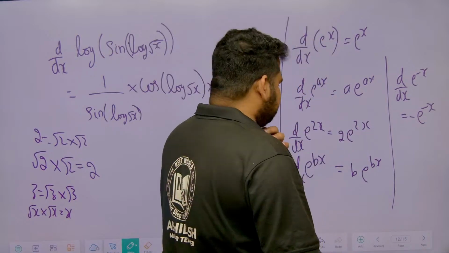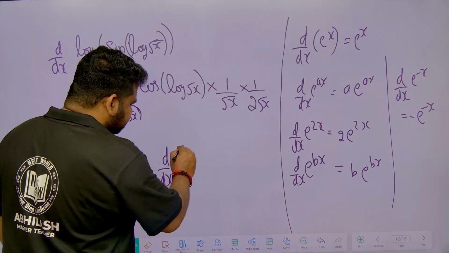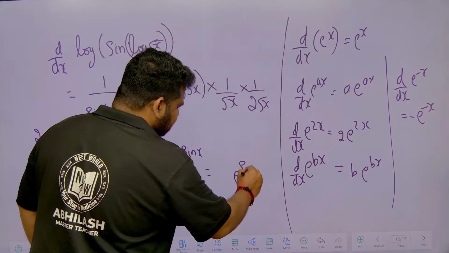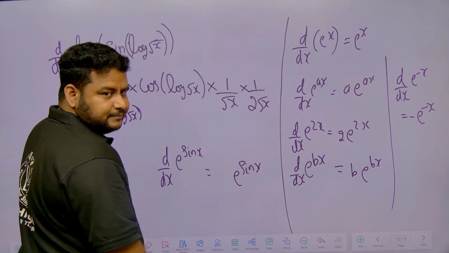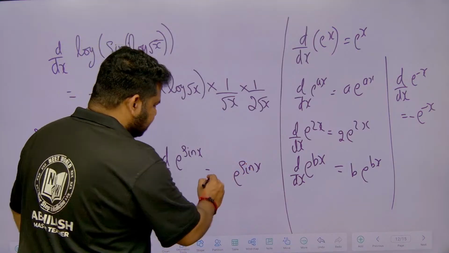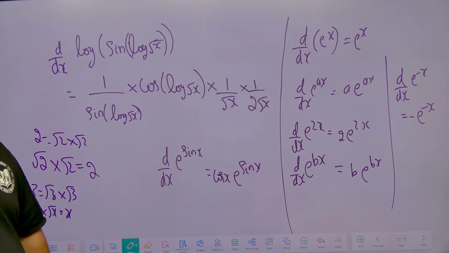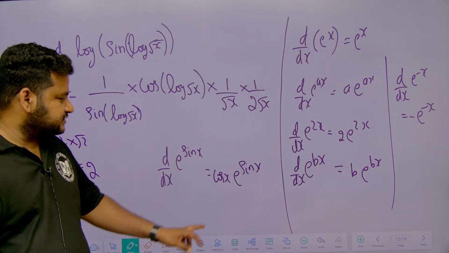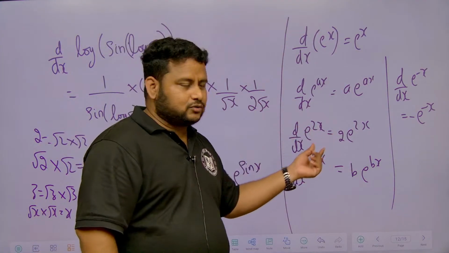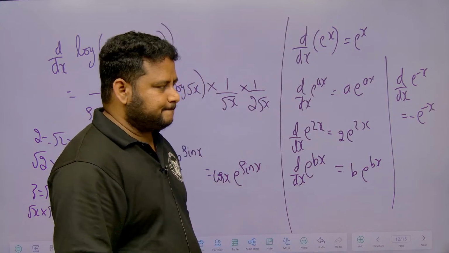Now if I write d by dx of e power sin x, the answer will be e power sin x only. Sin x won't come. What will come is the derivative of sin x. Derivative of sin x is cos x, right? Cos x here. That is what I am writing. Derivative of 2x is 2, derivative of bx is b. Like that. Clear?